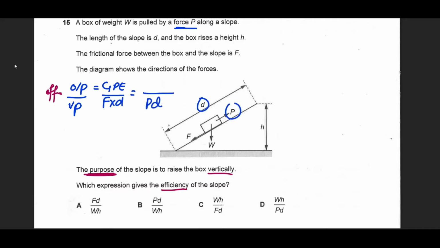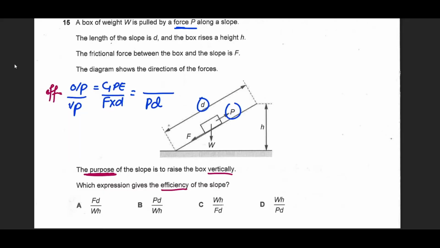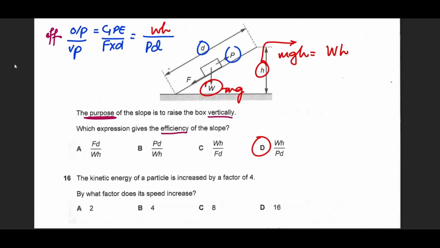So PD will be the input that we have spent, right? And the output is gravitational potential. So that should be mgh. Do we have an h? Yes, we have a vertical height h, but do we have mg? Yes, that is the weight of the object, which is actually replaced as mg. So mgh will be replaced as w into h. So this will be wh divided by pd, which is going to be option D.